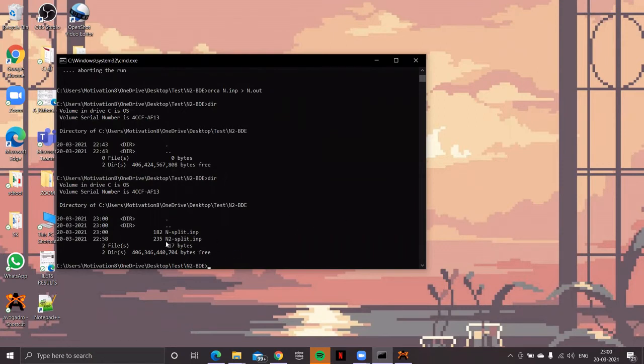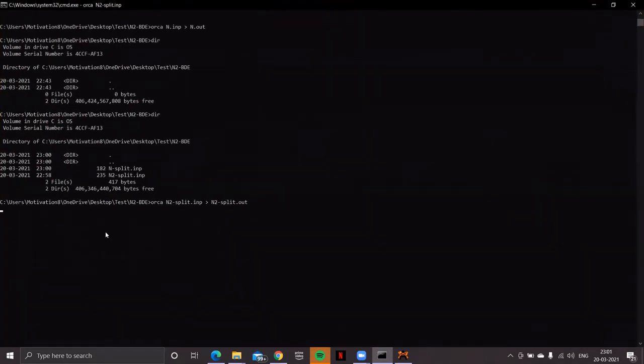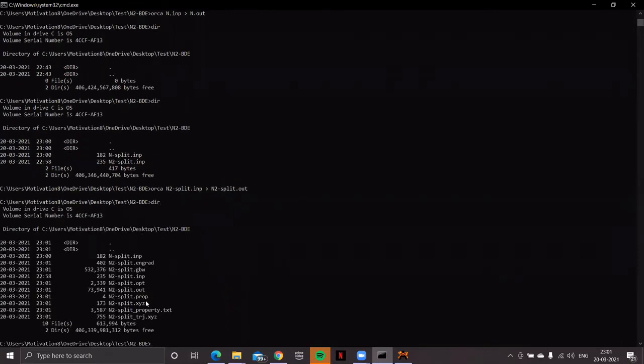Now, let's first run the N2 job. So ORCA, name of the input file, N2, tab, then channel 2, and then give the name of the output file, change the extension out, and then enter. So it's running, and very soon the job will get completed. So wait for a while. So it's running, done. So let's type dir. So we got all the necessary output files.